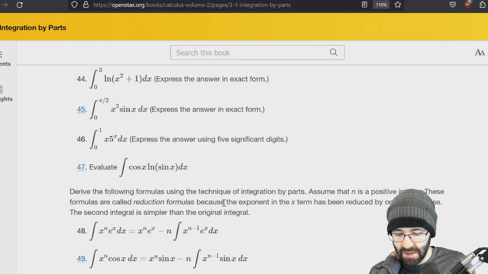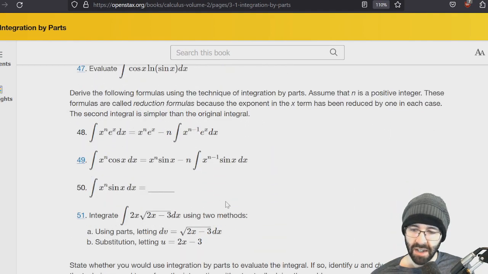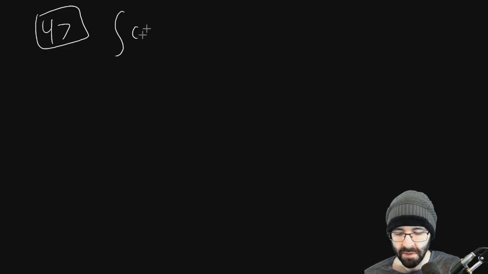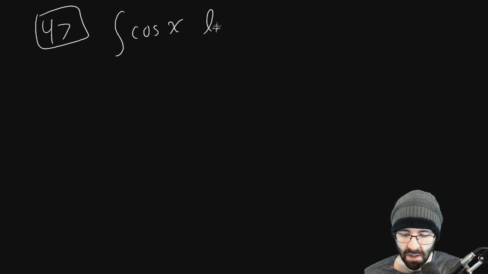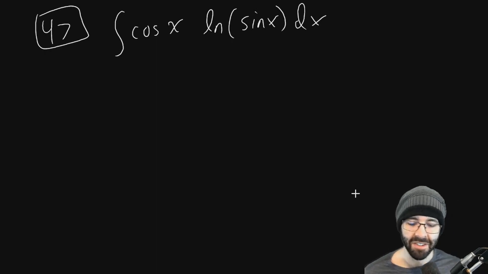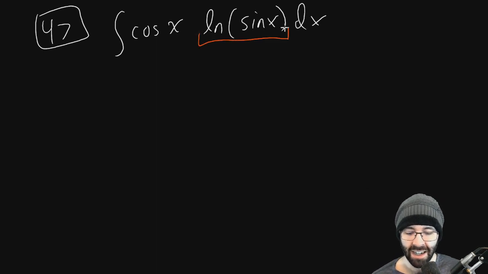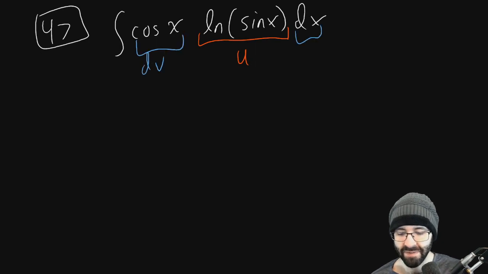247. Evaluate the integral of cosine of x times the natural log of sine of x. I have no idea what this is going to look like, but it looked tricky, so I thought it'd be fun for us to talk about. So we need something to differentiate, something to integrate. If we're using integration by parts, I don't want to integrate this. Let's differentiate it.